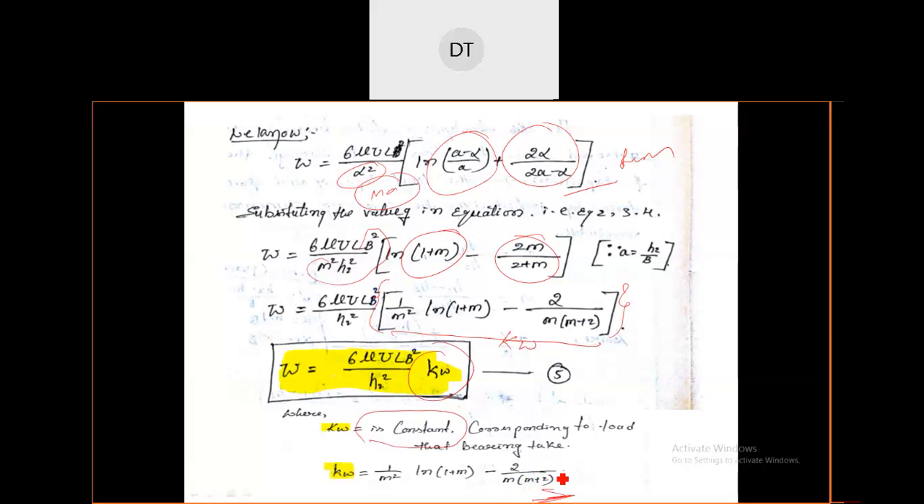So equation 5 is called the load carrying capacity of pivoted shoes. It is for pivoted shoes.